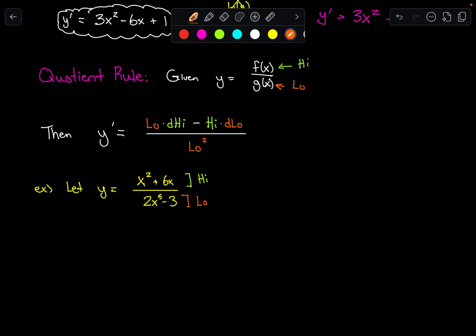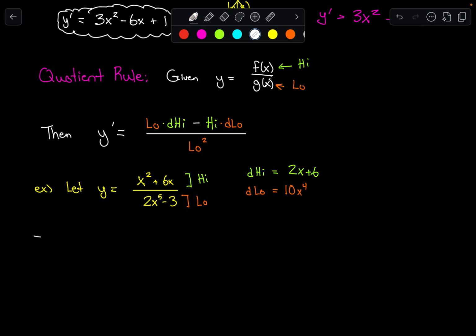Now, in order to take this derivative, we're going to eventually need the derivative of the high part, so I might do that just to prepare. So my d high, again, I'm not being very mathematically rigorous here, the derivative of the high part is going to equal 2x plus 6. And then my d low part is going to equal, all right, so bring down that 5, we're going to get 10x to the 4th. And the derivative of a constant is just 0, so that's all we have.